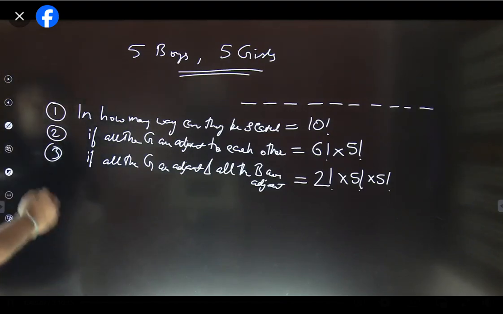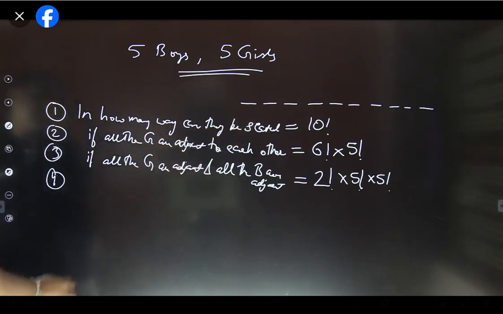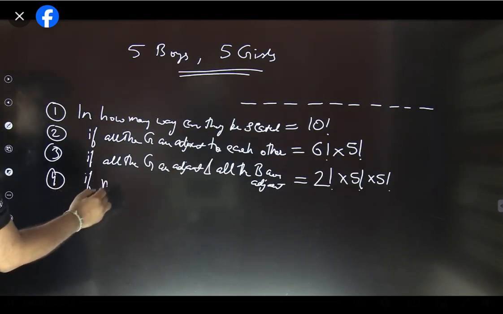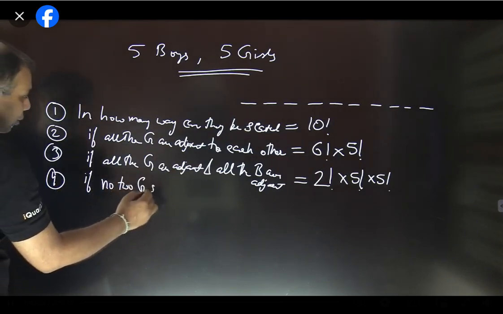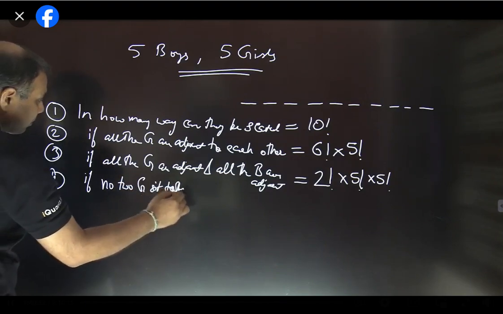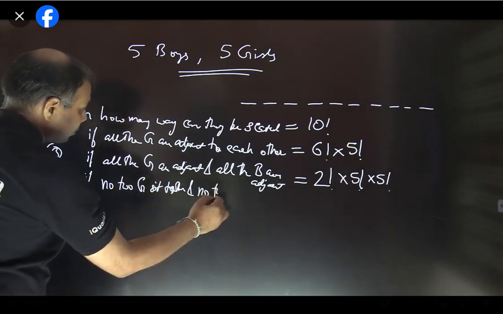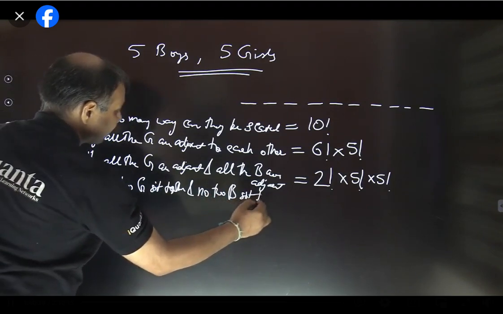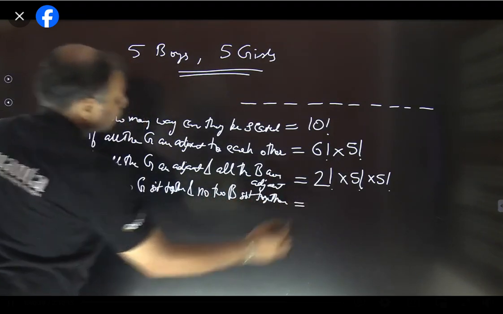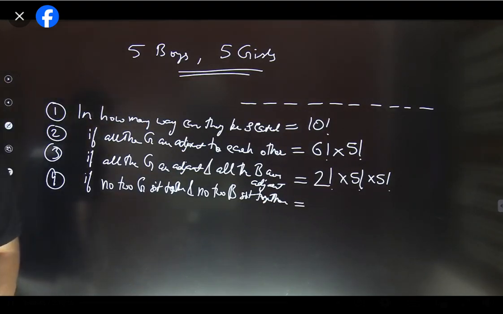Okay, next one now. In how many ways can they be seated if no 2 girls sit together and no 2 boys sit together? No 2 girls sit together, no 2 boys sit together.